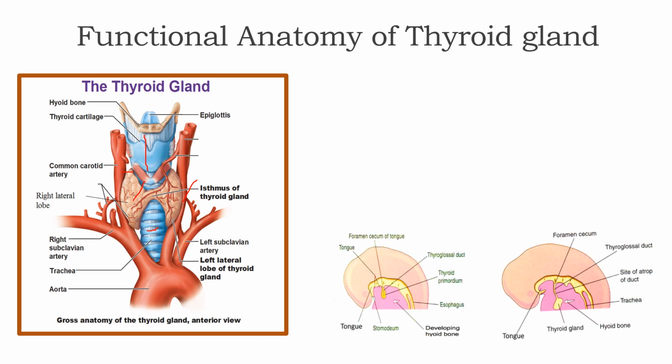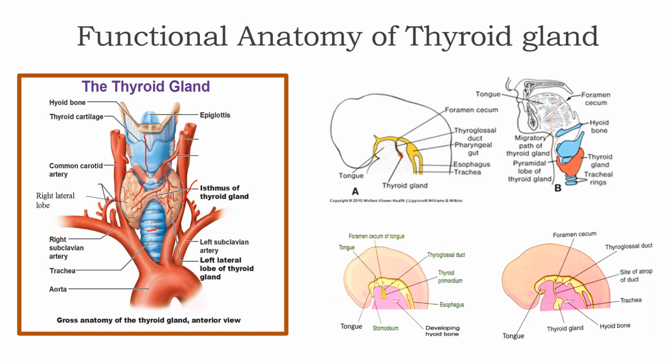It develops from an evagination of the floor of the pharynx. So this is the floor of the pharynx. From that there is an evagination that forms ultimately the thyroid gland.